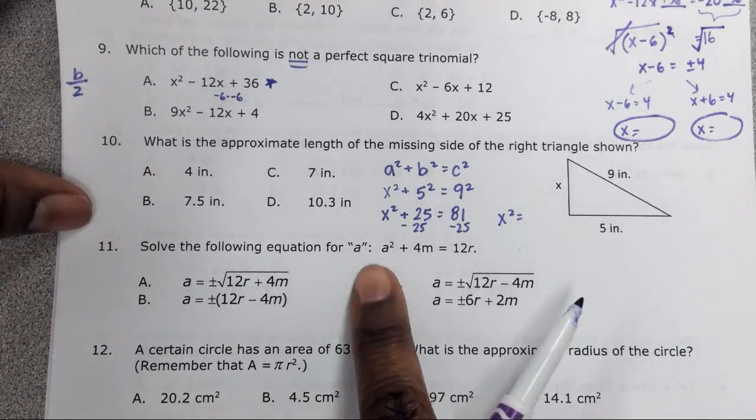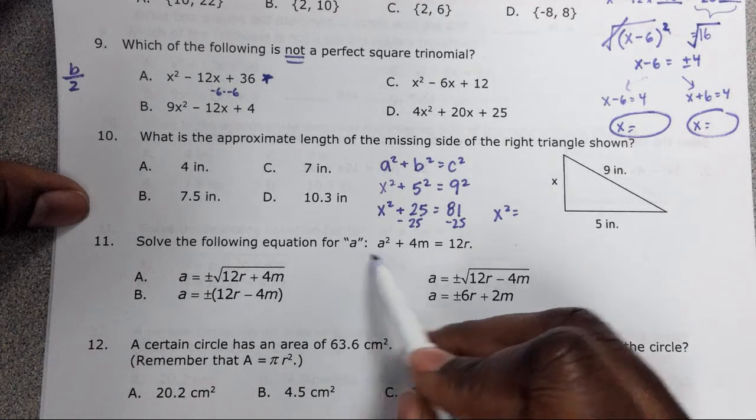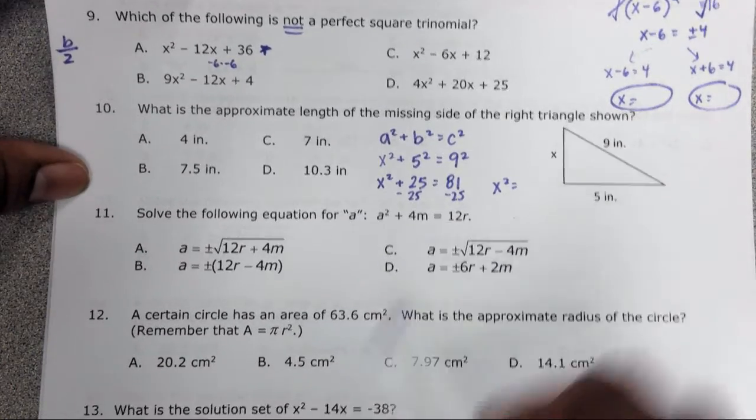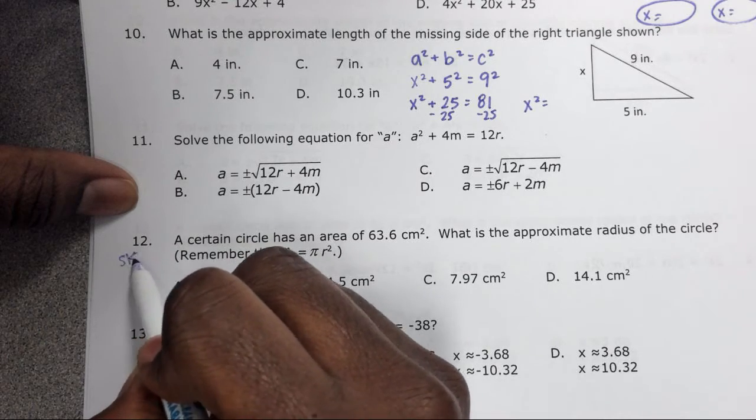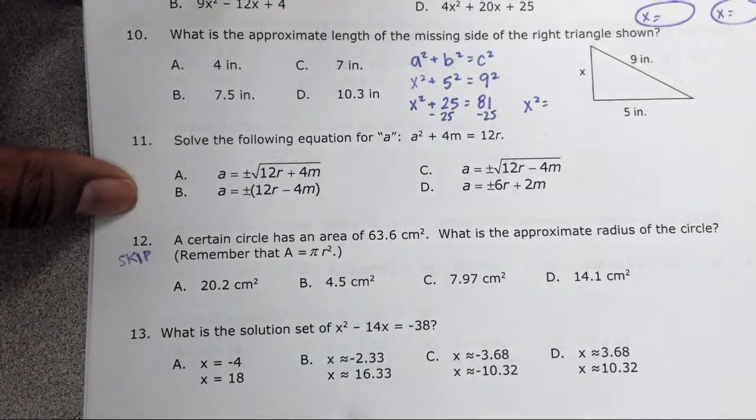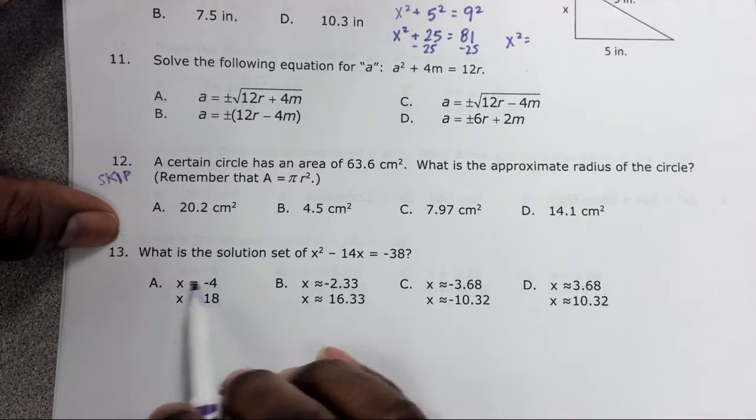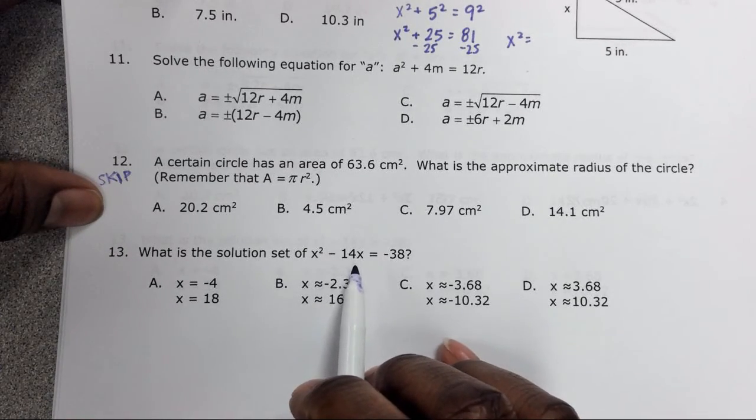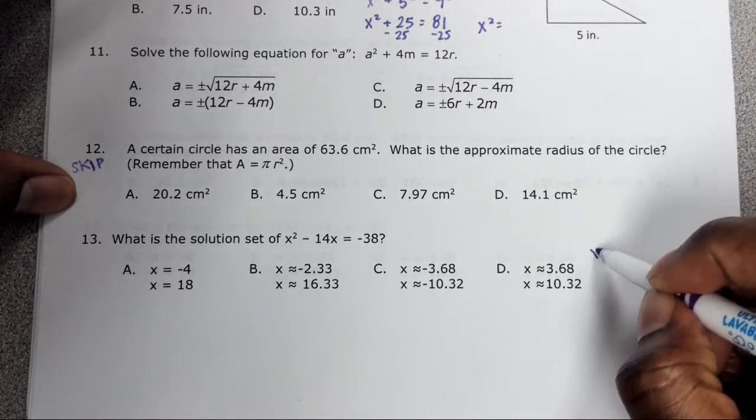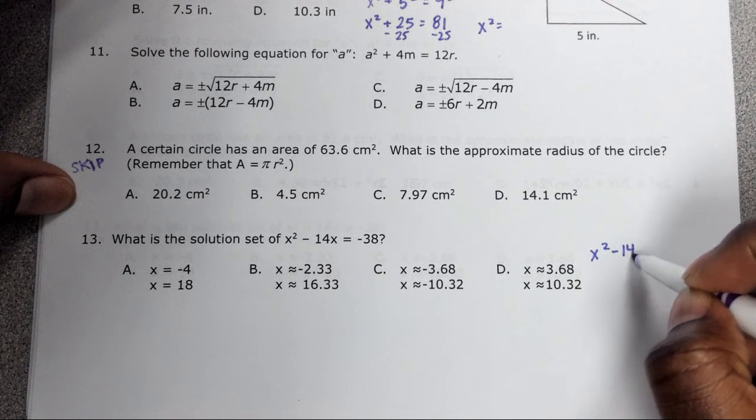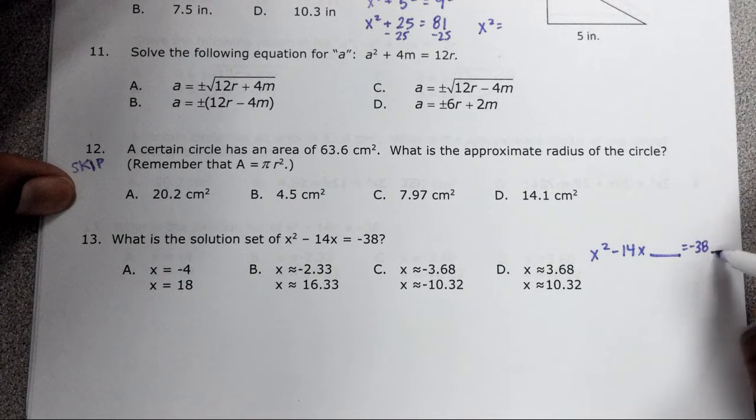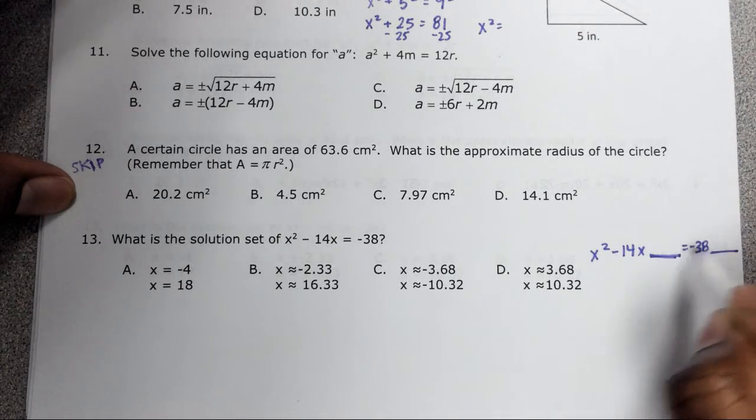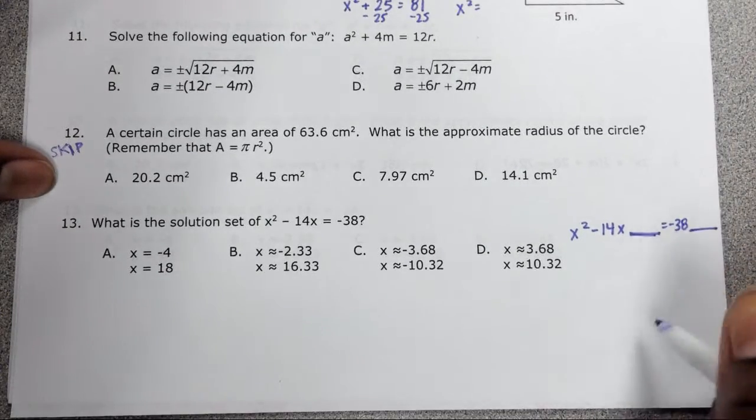Number 11, we've talked about these in the warm-up, so you should be able to do number 11 yourself. Number 12, you can skip that one. Skip number 12. Then number 13, what is the solution set? Number 13 is just like number 8. I will set it up for you by leaving the blank. You need to figure out what needs to get added on both sides to complete the square, and finish that one yourself.